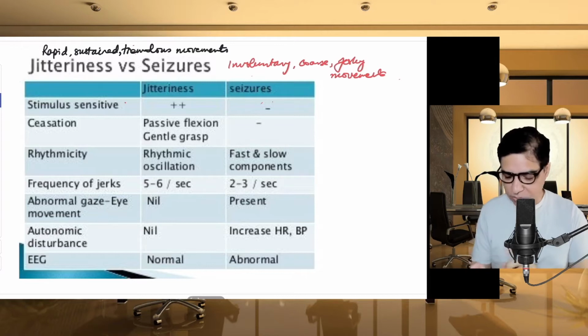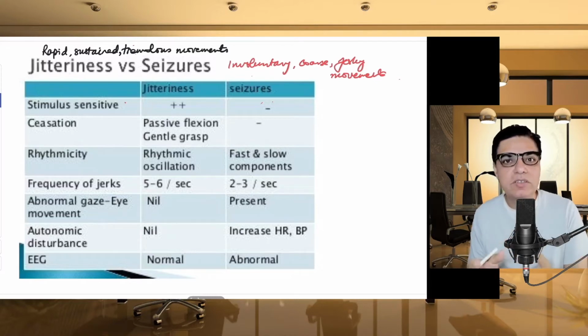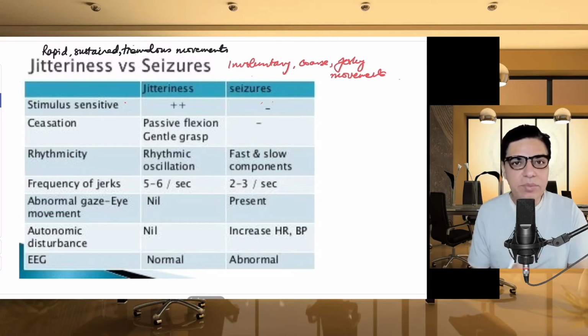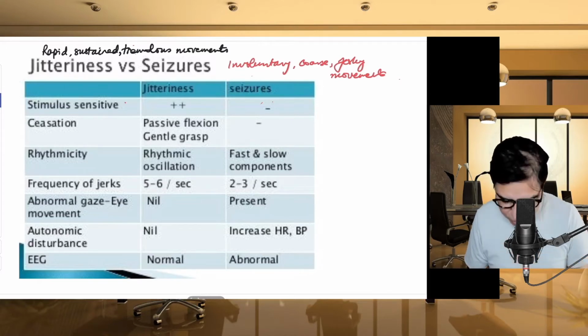these jitteriness attacks. For example, if you stroke the sole of the baby's foot repeatedly, you will see that suddenly the tremors start, last for a few seconds and then stop. So they can be stimulated. Similarly, if it is happening and you gently flex the affected limb, you can see that you can stop that. So jitteriness can be started, can be stopped. In seizures, you can't do that.